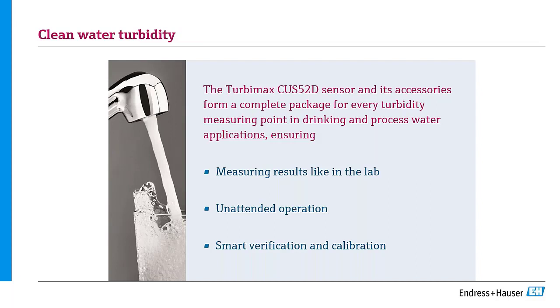When we think about the Turbimax CUS52D and its accessories, it creates this great package that makes it really easy to measure turbidity in drinking water and processed water applications. Using this sensor and the accessories, we can make measurements like we're in a lab setting. We can have this sensor operate unattended, and this is really important if you have measurement points in remote facilities. You want to have your sensor operate efficiently and effectively all by itself. And then we also have a smart verification tool that makes calibrating and maintaining your sensor really simple.